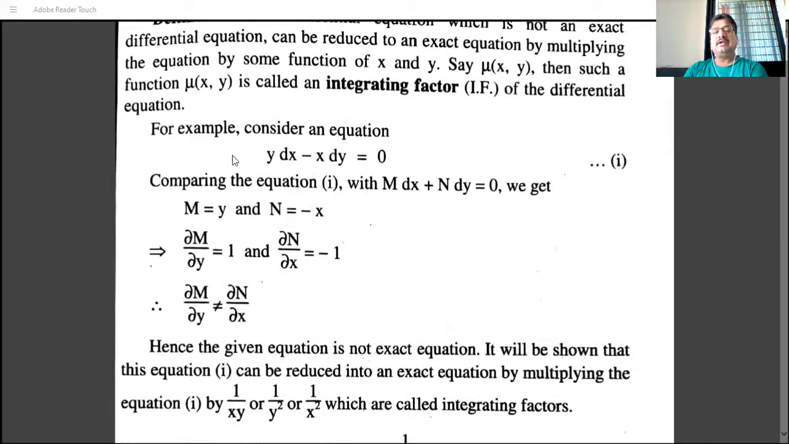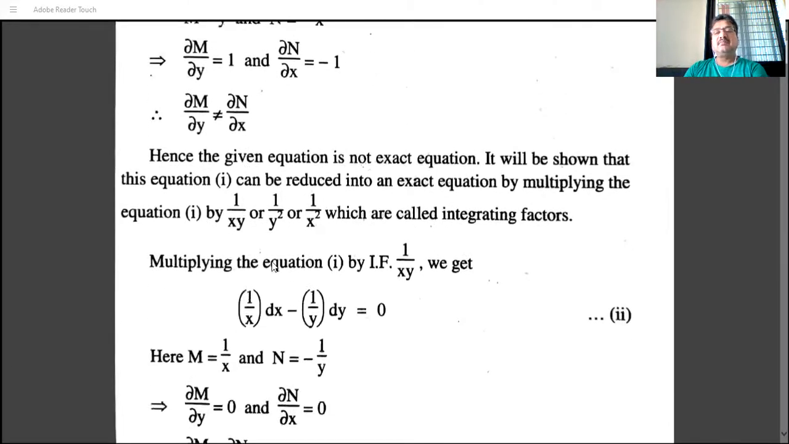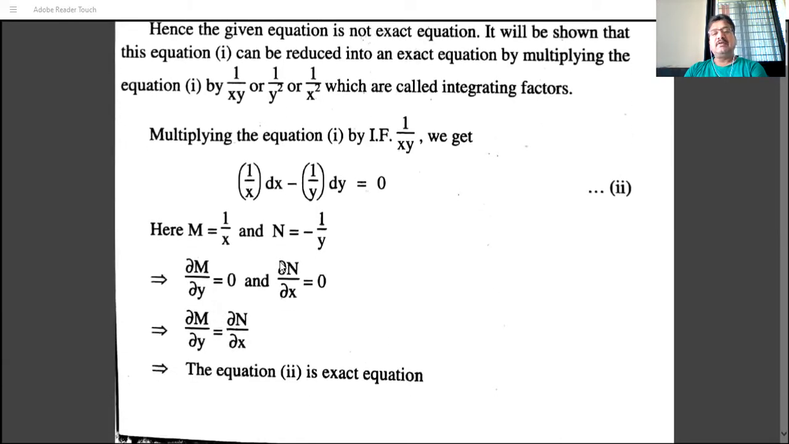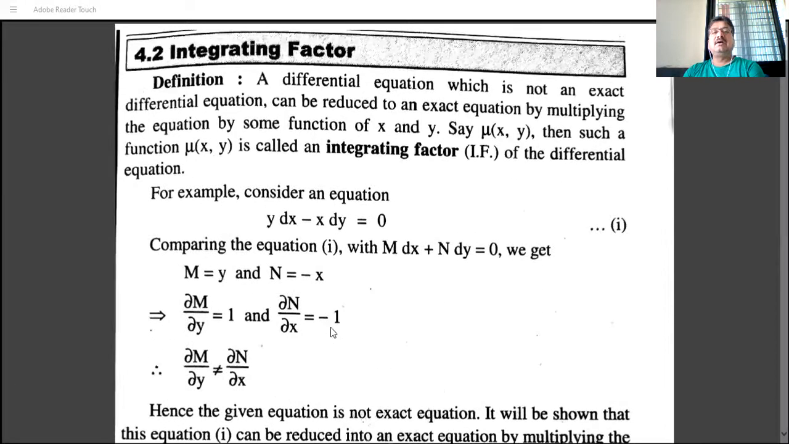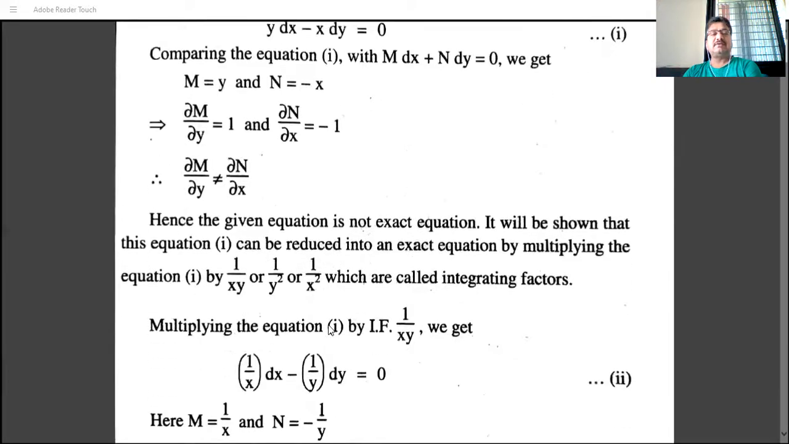That is, for the given differential equation, ∂M/∂y is not equal to ∂N/∂x. But after multiplying by some factor, some function of x and y, the given equation is reduced to an exact differential equation. So this type is what? A differential equation reduced or reducible to the exact differential equation.